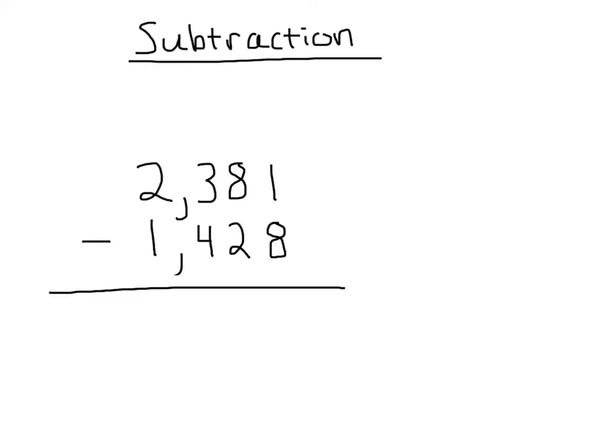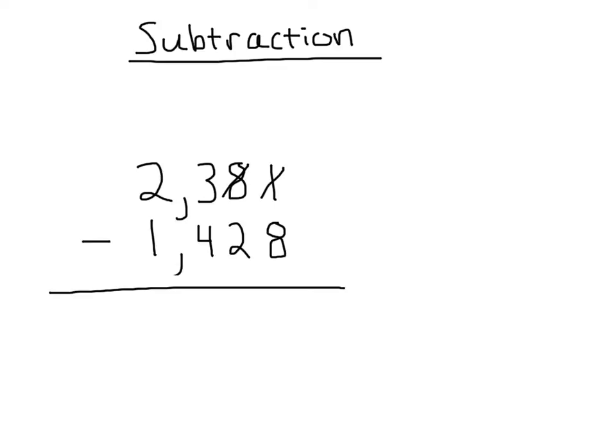So we're going to start with this equation right here, 2,381 minus 1,428, and we always start in the ones place. And we have to try to do 1 minus 8. And if I have $1, I can't give anyone $8. So we have to go and make an exchange from the tens place. So I'm going to cross out the 1 and cross out the 8.